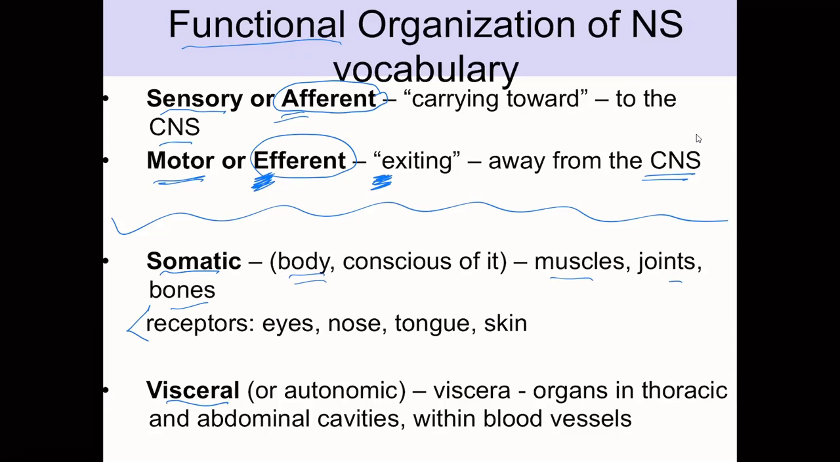And then visceral is within your body, so you don't think about it. So the organs in your thoracic and the abdominal cavities, and also things within your blood vessels. So visceral can also be considered autonomic, so you're not thinking about it.